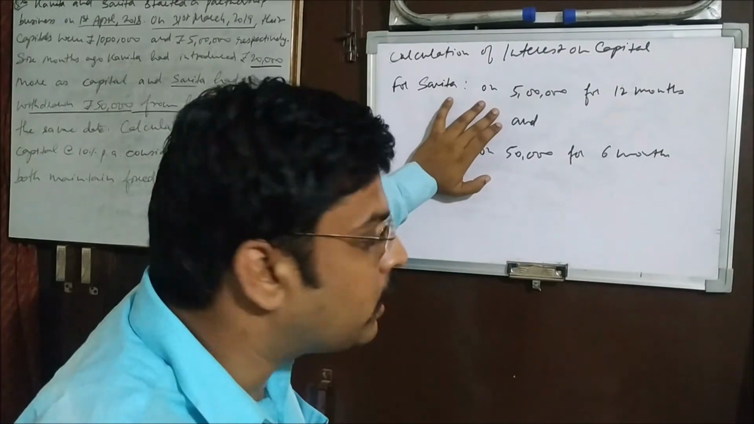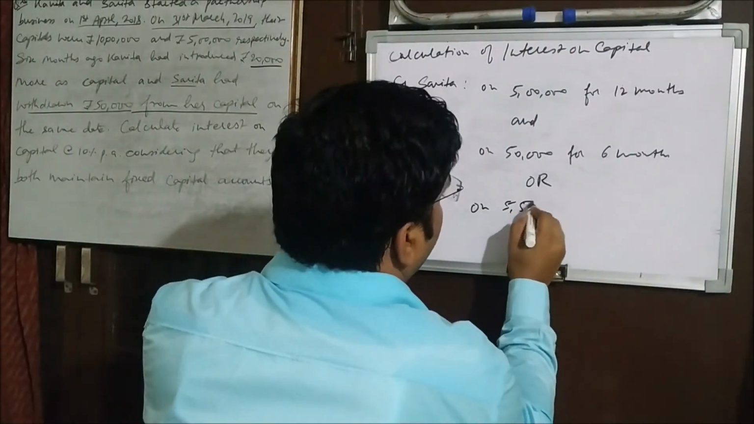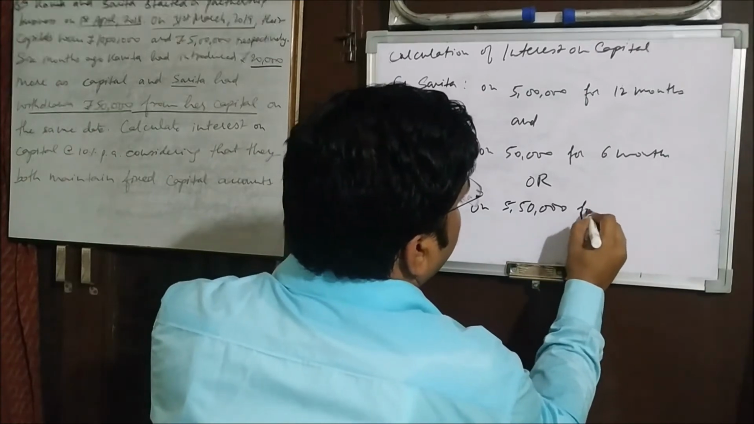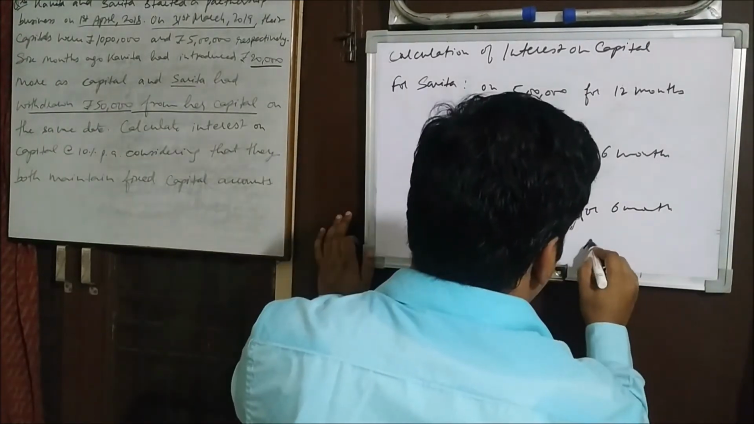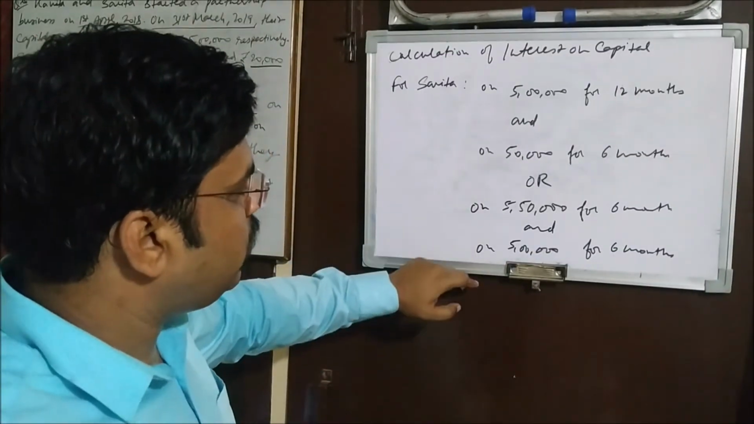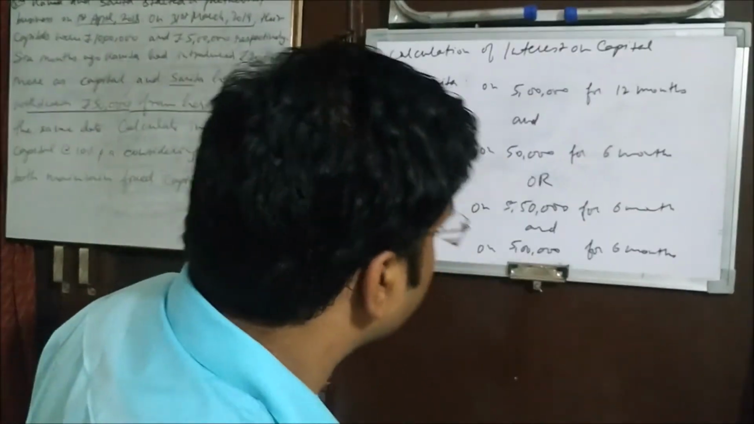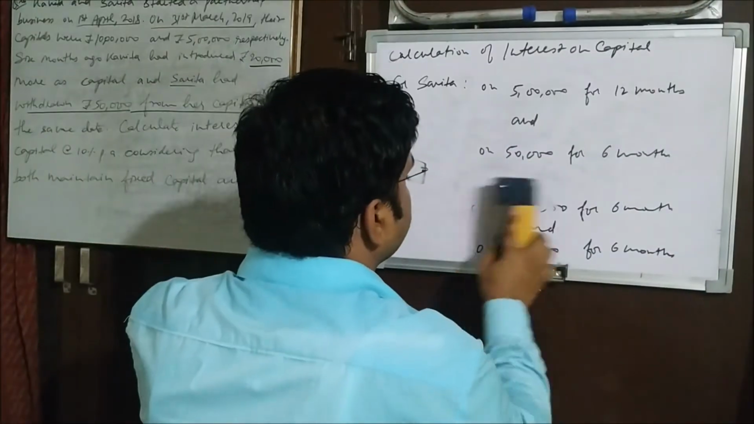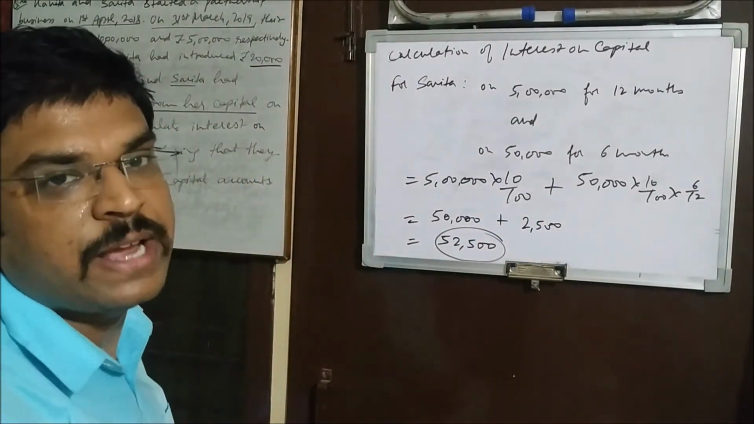I have told you one more time. I'll just write it down here as well. Either on 5,50,000 for 6 months and on 5 lakh for 6 months, or we calculate in the other way. We'll get the same answer. Okay, so we are going to calculate according to the first way. So this is the amount of interest that Sarita is going to get on her capital.